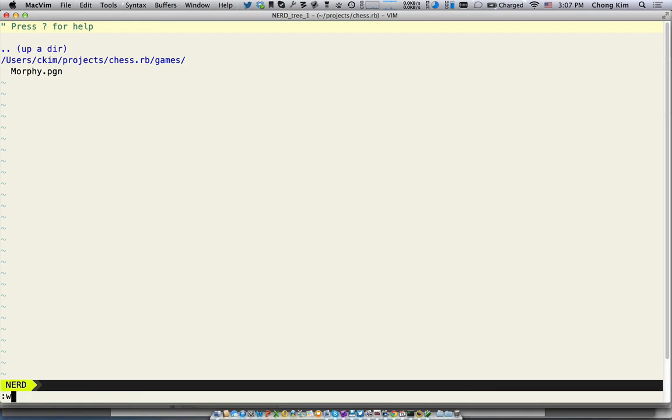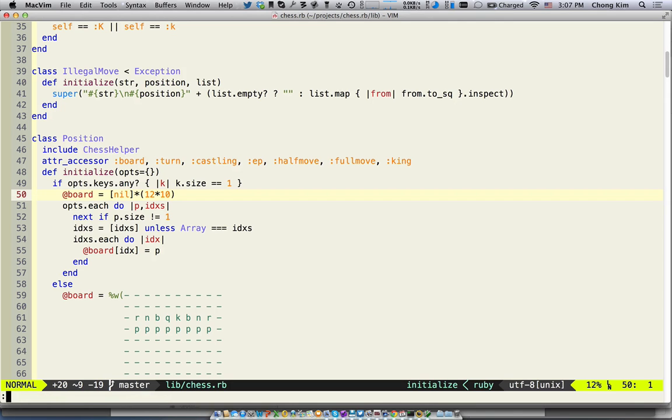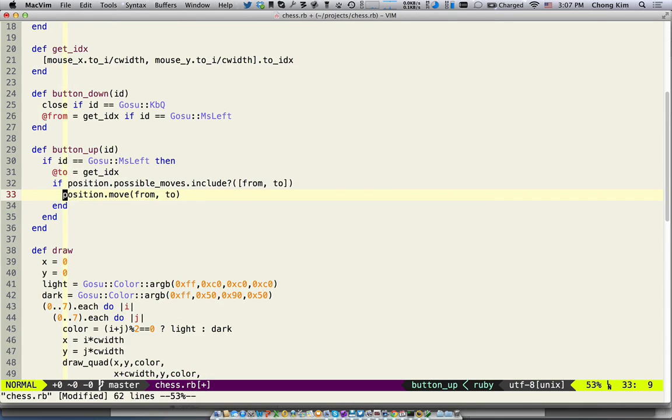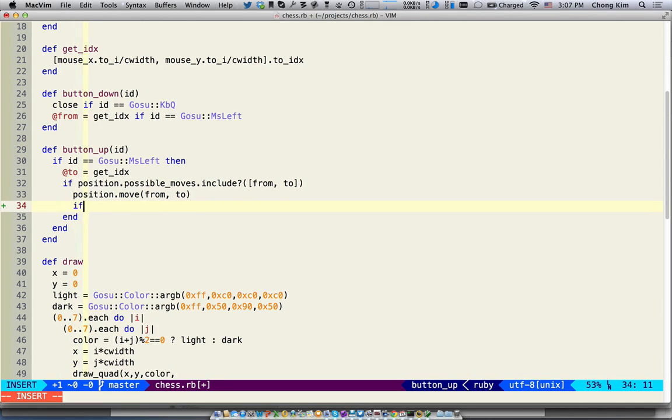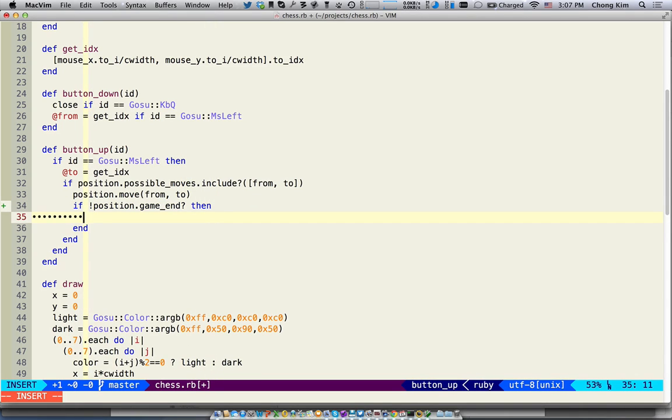Actually, it's not the game. It's chess.rb. Okay, so here's button up. So in button up, we make the move, and let's have the computer make the move. So if not game end, then let's have the computer move.